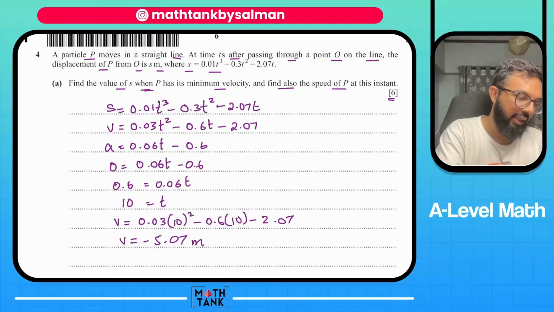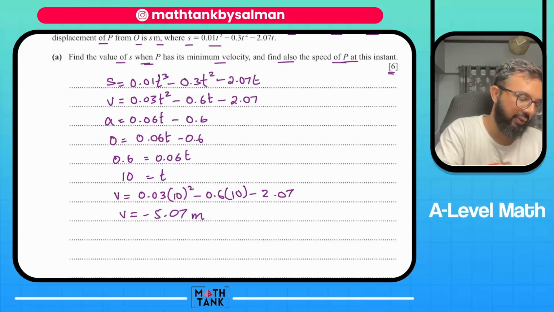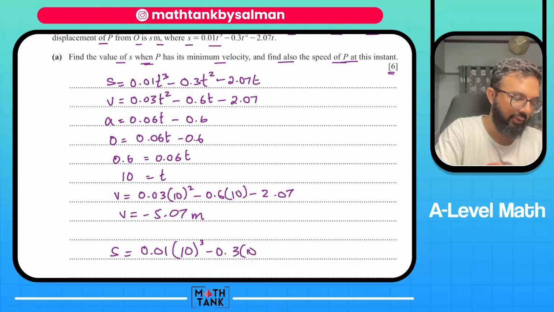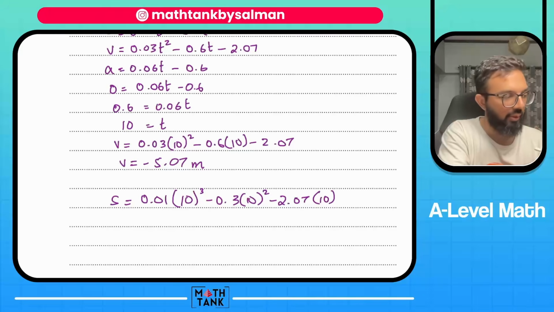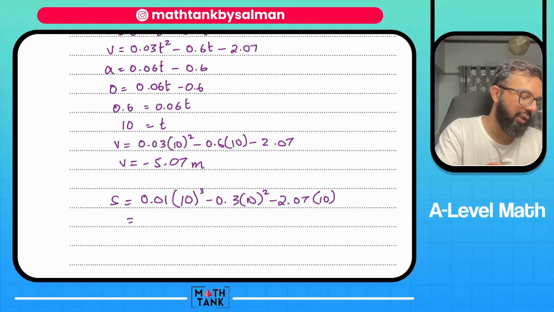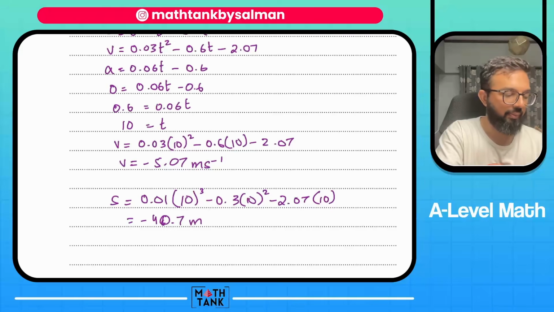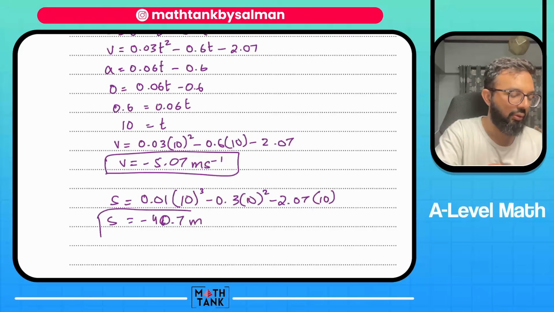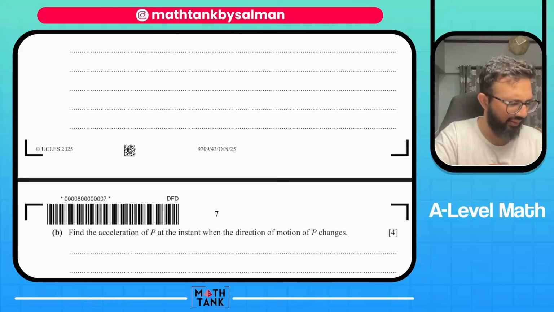Find the value of s when p has this, find also the speed of p at this instant. So s is then 0.01 times 10 cubed minus 0.3 times 10 square minus 2.07 times 10. So 0.01 into 1000 minus 0.3 into 100 minus 20.7. Okay, so the displacement is basically minus 40.7 meter per second. Okay, those are the two final answers that I have. I think that was an easy question.